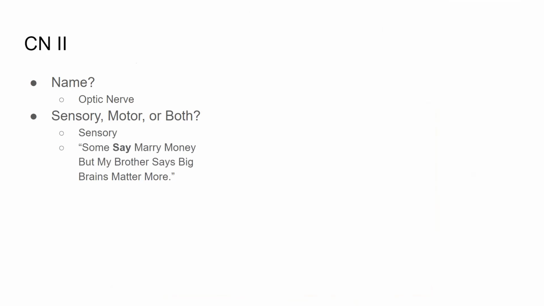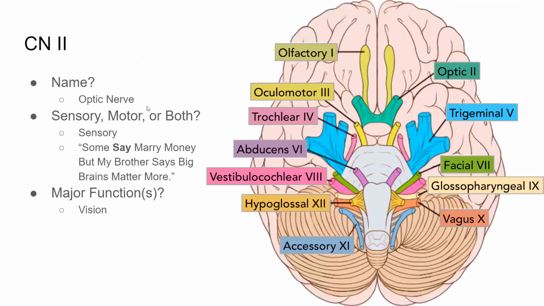Okay, cranial nerve 2. What is it called? Optic, very good. Is it sensory, motor, or both? Good. What does it do? Vision, good. Okay, another picture.